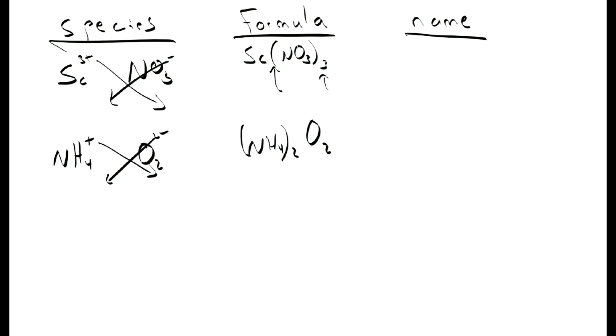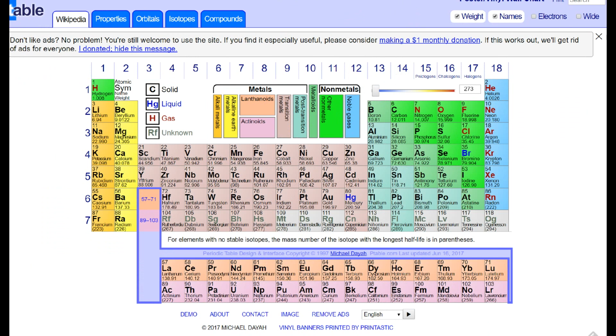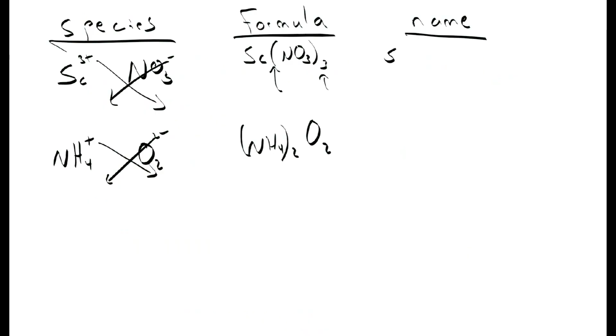Okay, as for names, well, this metal here, we come over to the periodic table. I don't know if you can read it. It's a multivalent metal. Okay, it's one of the transition metals. So it's right here, it's number 21, it's scandium. The name of the ion is scandium 3. It can take more than one charge.